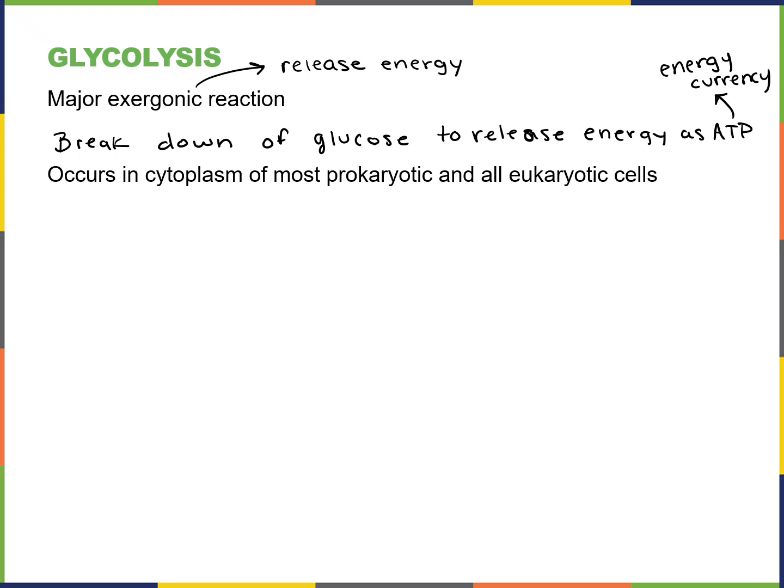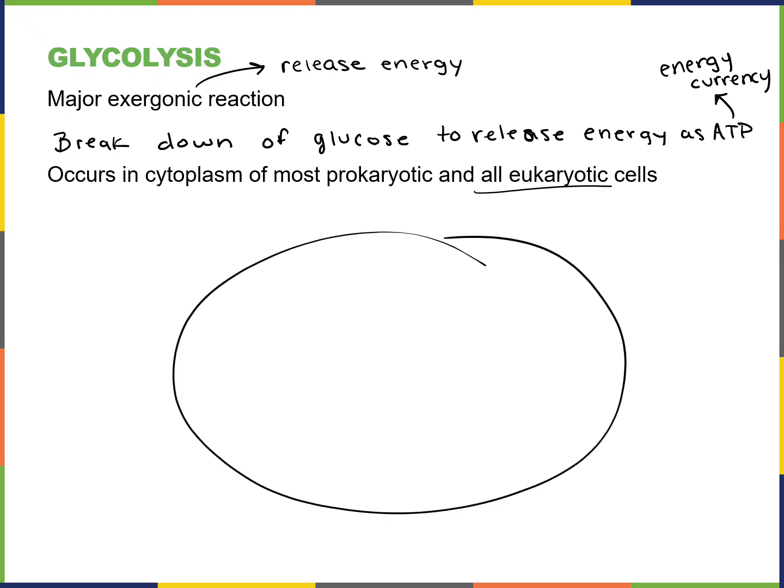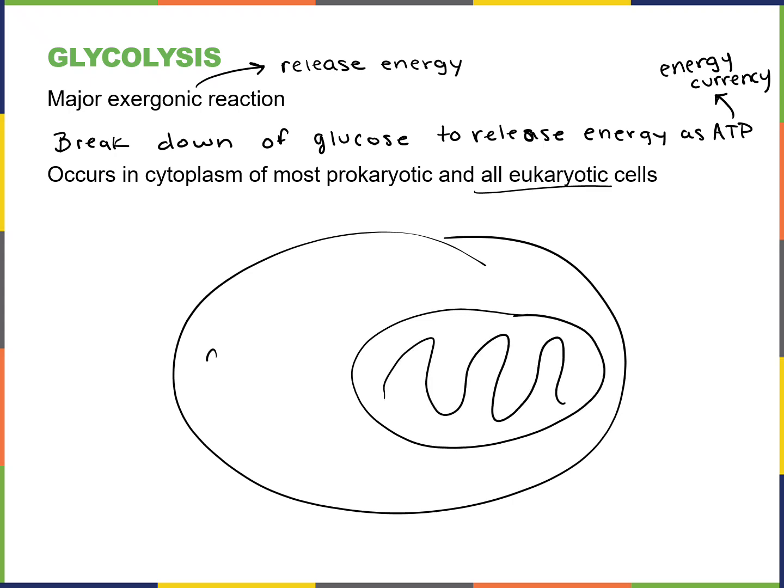Most glycolysis will occur in the cytoplasm. Most prokaryotes, but all eukaryotes. So glycolysis, if this is our whole cell, and this is our mitochondria. This is the biggest mitochondria in the world. Glycolysis happens out here.